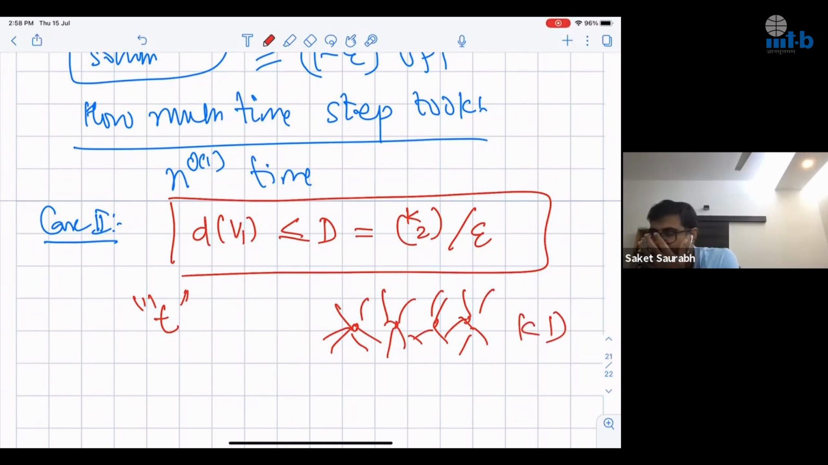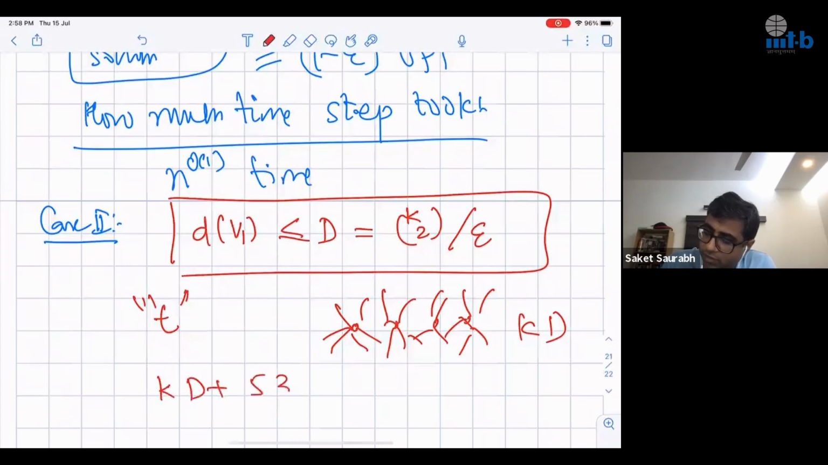So I don't think there's 2 here. From where will I get 2? Okay. But my question is, can K vertices cover KD plus 53 edges? Is it possible?